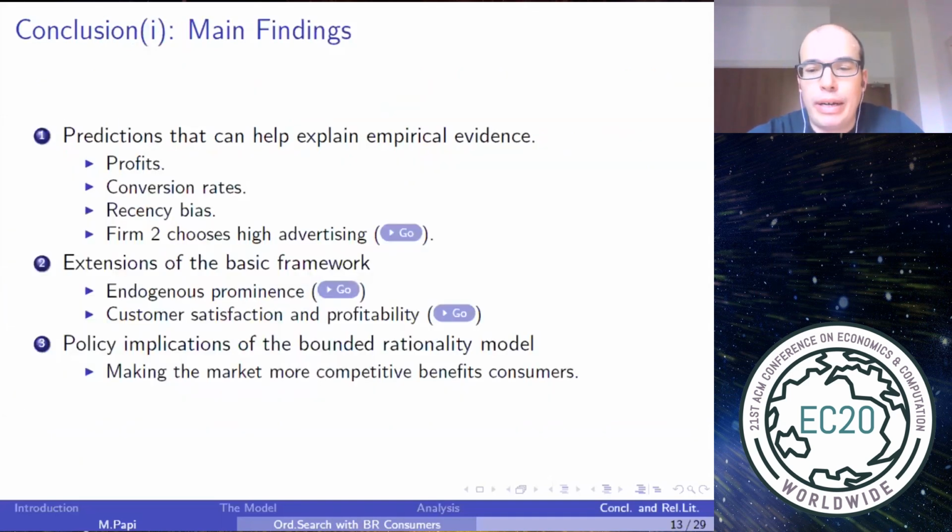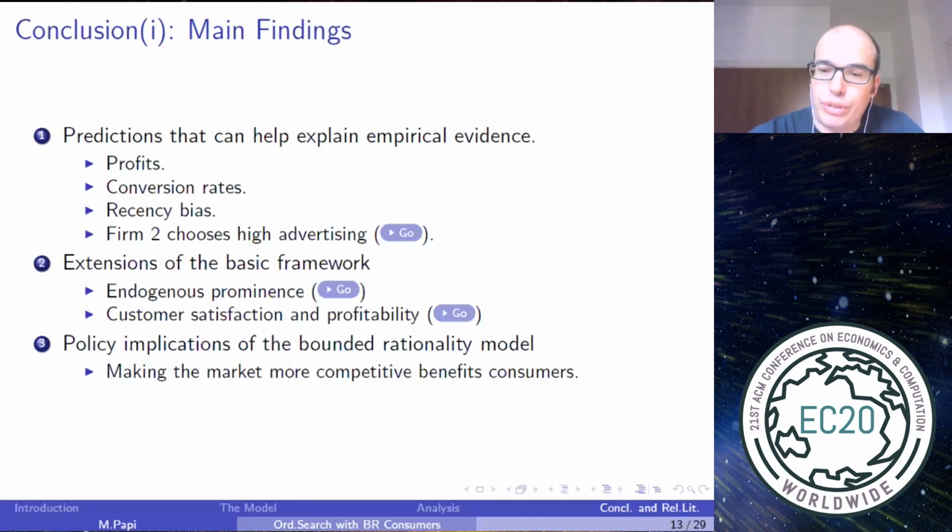I'd like to conclude by briefly summarizing the main findings of the paper. I did not have time to discuss all the findings, but the paper delivers predictions that help explain empirical evidence, and I have talked about a few of them. The paper provides extensions of the basic framework, which I did not have time to talk about, which include an analysis of endogenous prominence and a discussion of the relationship between customer satisfaction and profitability. The paper also discusses policy implications of the bounded rationality model, in particular by showing that making the market more competitive benefits consumers.